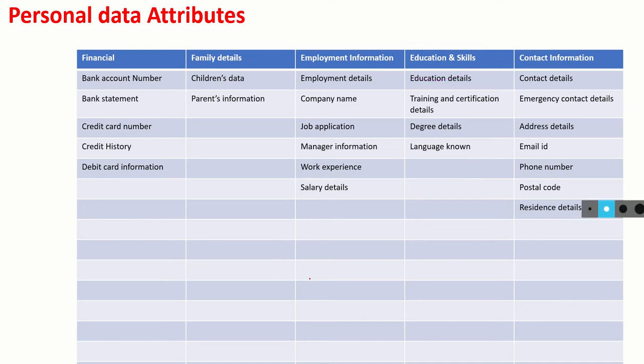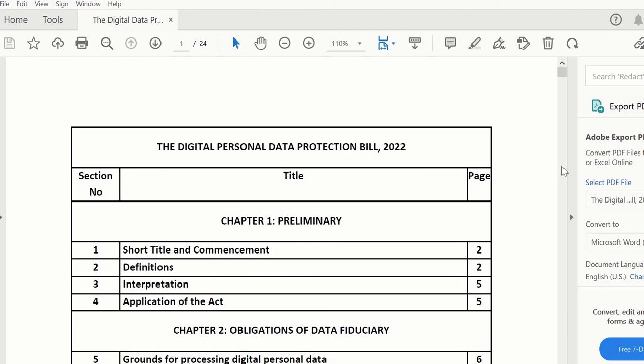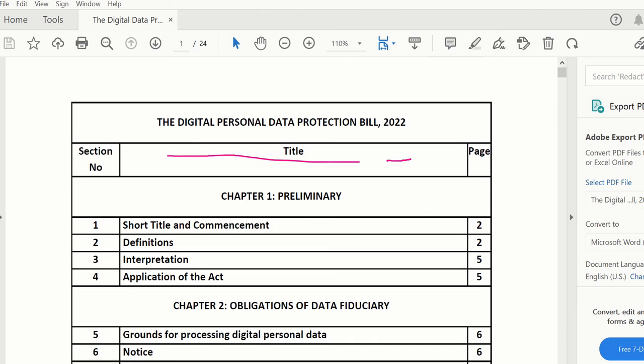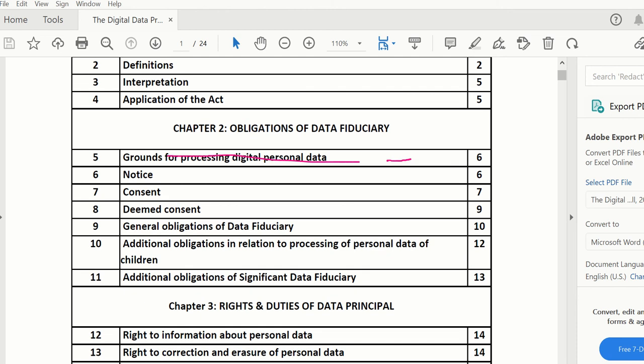Very soon we will have this bill, but currently it has not been approved or become a law. Now we will understand what this bill is talking about. The name is Digital Personal Data Protection Bill 2022. There are a number of things described here, like in the table of contents: grounds of processing of digital personal data, how to give the notice, how to take the consent, what the deemed consents are, and additional obligations for data fiduciaries.